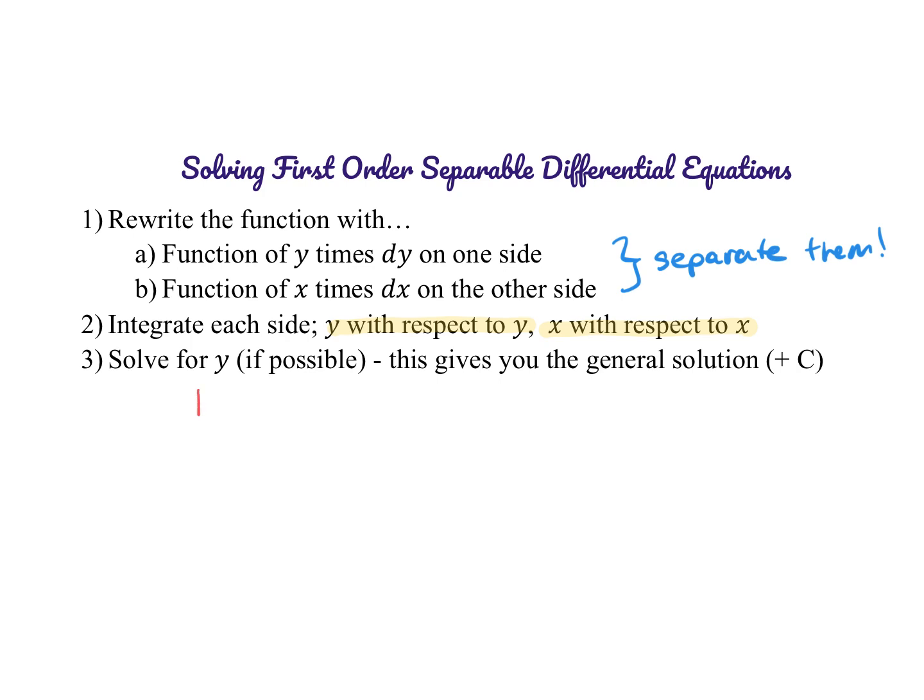Sometimes we aren't able to actually do this. So sometimes we end up with an implicit equation. So an equation that's in terms of x and y, and that's okay. But also note that this will always give us a general solution, so we should have that plus c. So unless we're given more information, it will be a general solution.